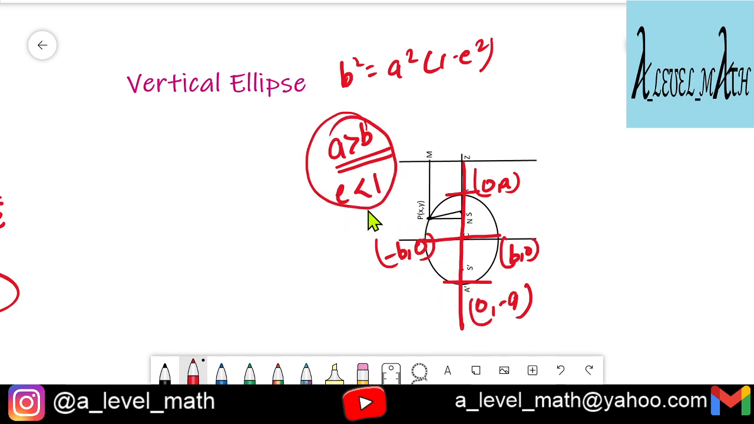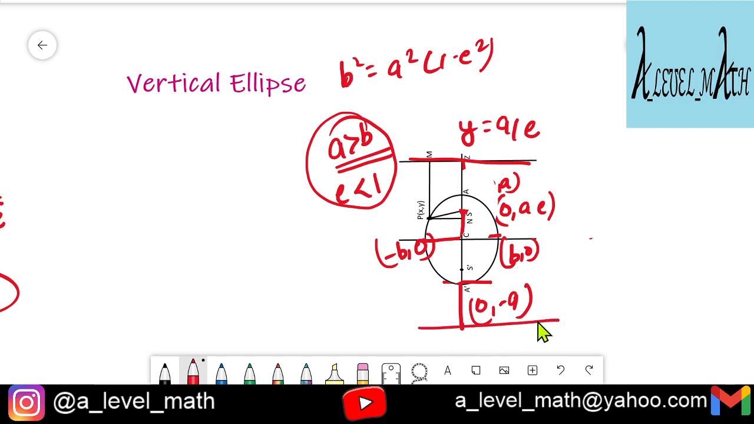Okay guys, so these are the concepts of vertical ellipse. Every coordinate will change. So my focus will be now what? Can you guess? Yes, it will be 0 comma ae, and this point will be 0 comma minus ae. My directrices initially were x is equal to a by e, right? But now they are parallel to the x-axis, so this will be y is equal to a by e, and this directrix somewhere over here will be y is equal to minus a by e.